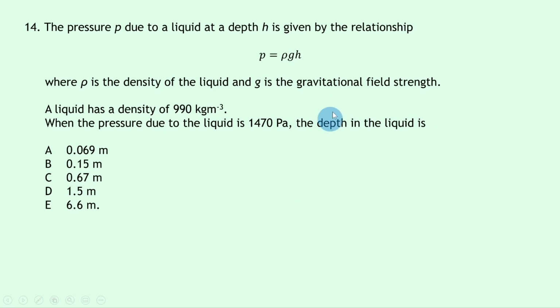So we're trying to find the depth h, and we can therefore start with our equation and just plug in the numbers. So we have P equals rho gh. Let's sub in the numbers to get 1470 for the pressure is equal to 990 for the density times 9.8, which is the gravitational field strength on Earth, assuming that all this is happening on Earth, times h, which is the depth that we're trying to find. I would then do this part in your calculator and divide 1470 by that answer to get h is 0.15 meters, and that gives the answer B.